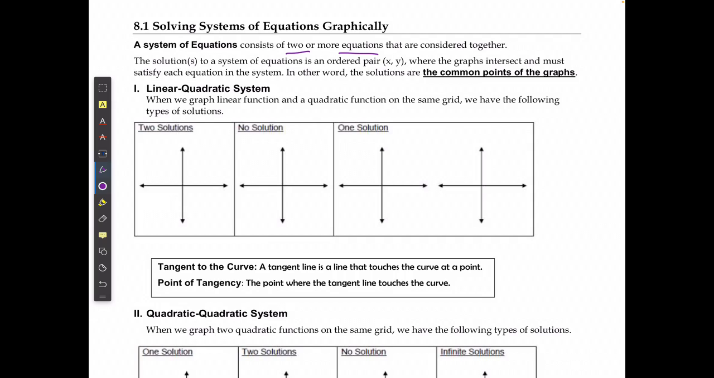The solution or solutions to the system is always going to be represented in an ordered pair, (x, y), where the graphs intersect and must satisfy all of the equations in the system. In other words, the solutions are the common points that exist on the graph. If I have a linear quadratic system, then that means that I have one equation that's going to be quadratic, and the other equation is going to be a straight line.